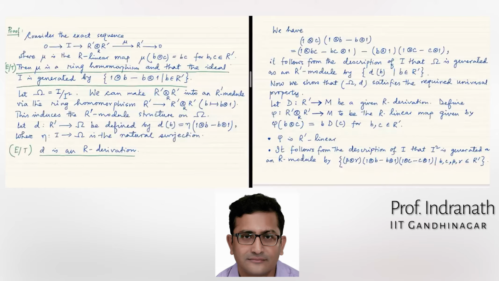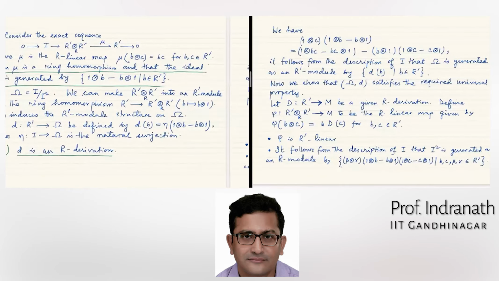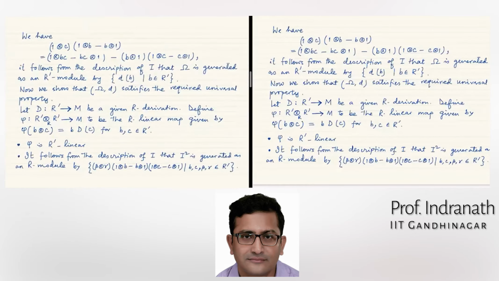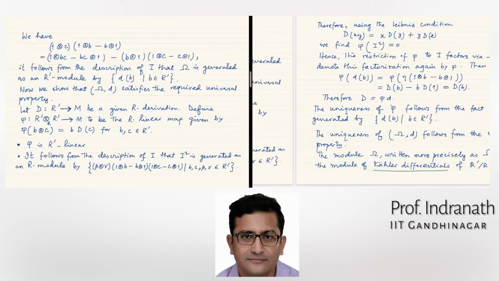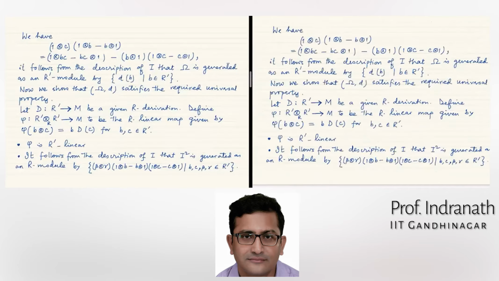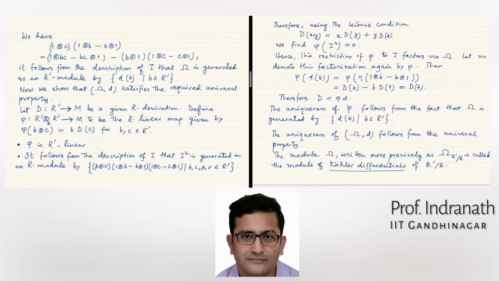When you restrict phi to I, and then take elements of this form, you will be able to see that it actually becomes 0. You use the Leibniz condition because D is a derivation, and then you find that phi of I squared is equal to 0. If you remember, phi is actually using D, which it has to, and then it follows.